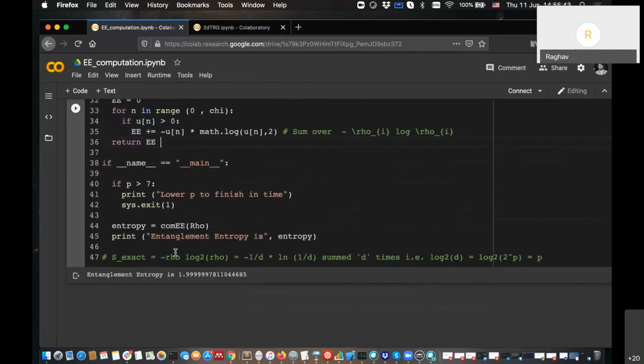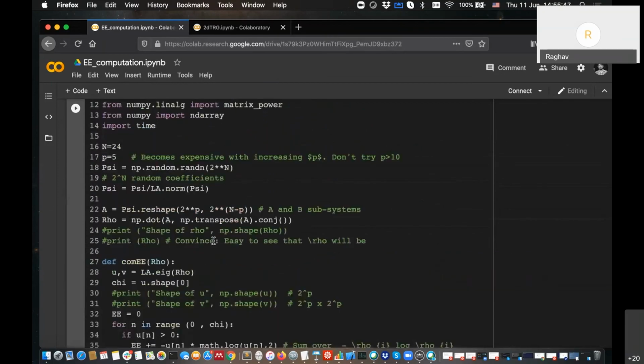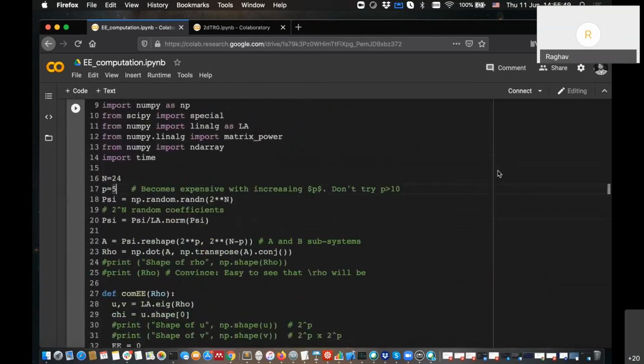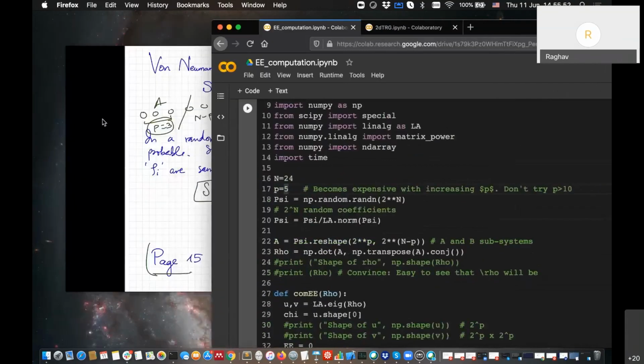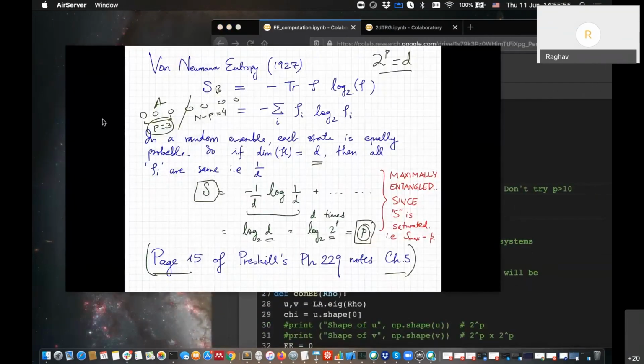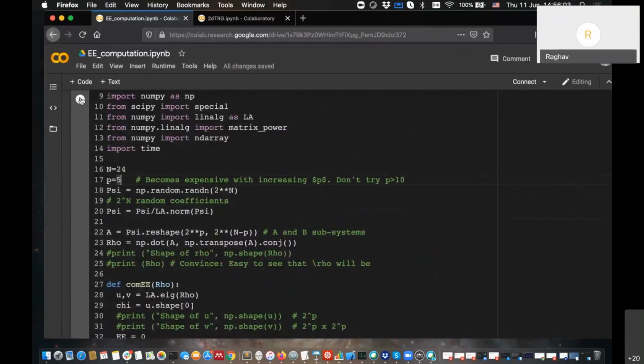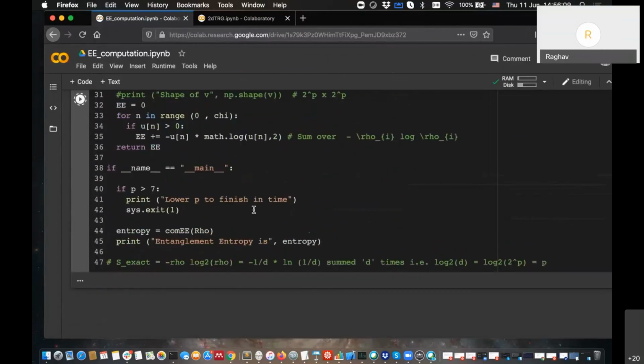And now we'll compute this and see what the entanglement entropy is, for example, when p is equal to 5. We know from our analytical calculation that when p is equal to 5, the entanglement entropy should be equal to 5. And we'll see if that is the case. So let's just run this. Okay, 4.999, so this is 5. This tells me that this is exactly what is happening. This is how you compute the entanglement entropy for a given state.